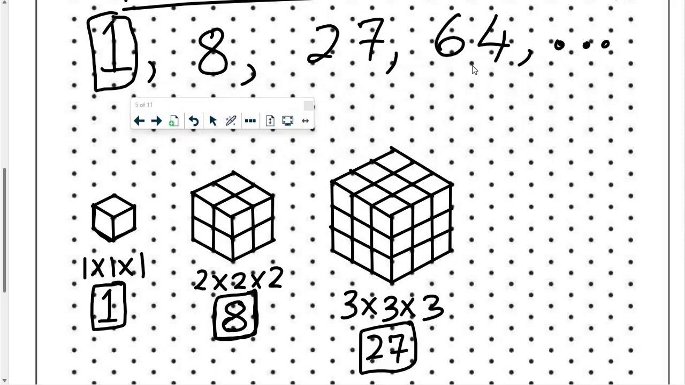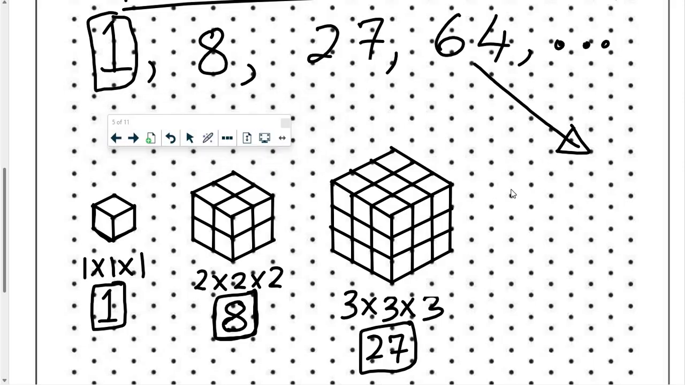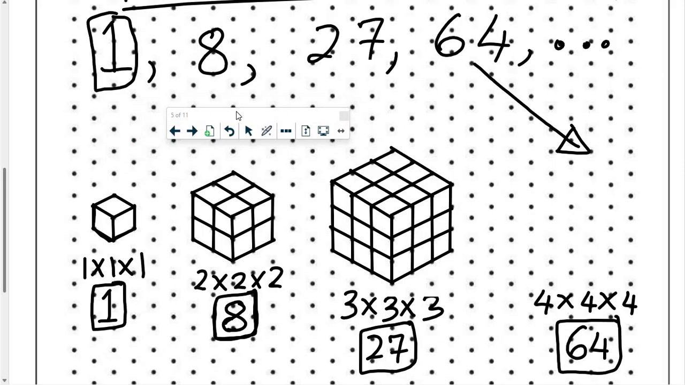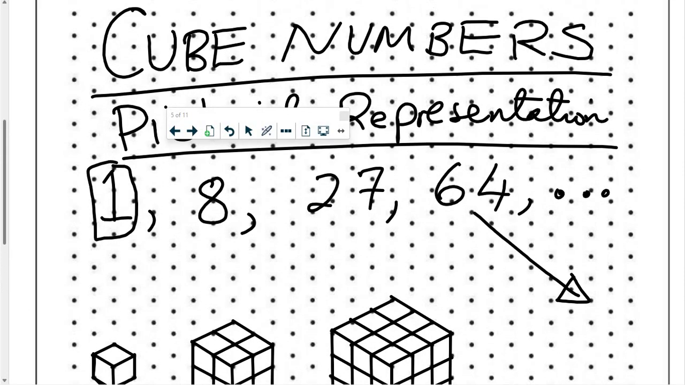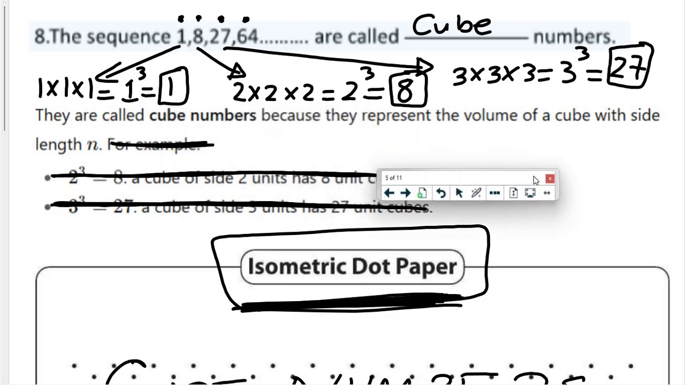So you can now try 64. I will send this paper to you. You download it and then you try the next number, which will be 4 into 4 into 4, and this gives you 64, the fourth cube number. The first three cube numbers are 1, meaning 1 cube, 8, meaning 8 cubes, and 27, meaning you have 27 small cubes. This is how to represent cube numbers by using a picture.